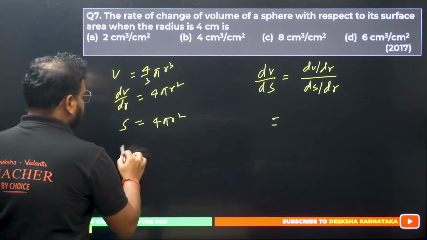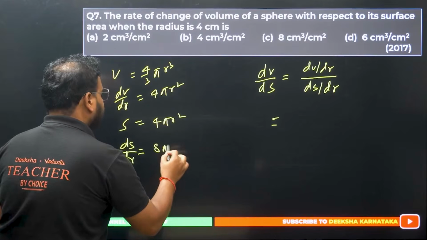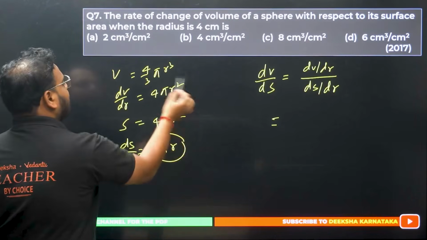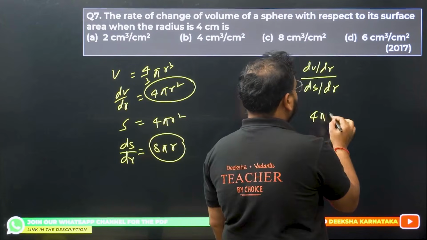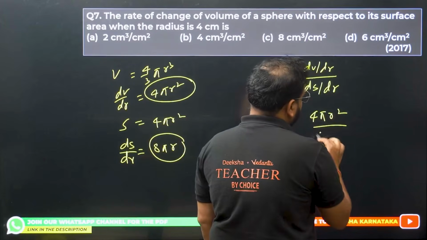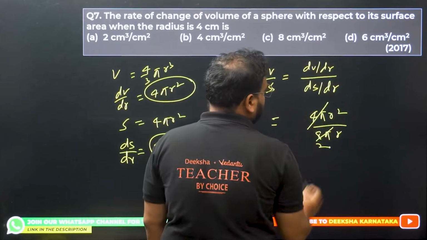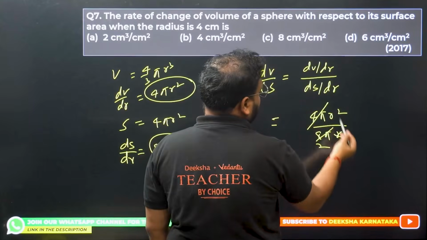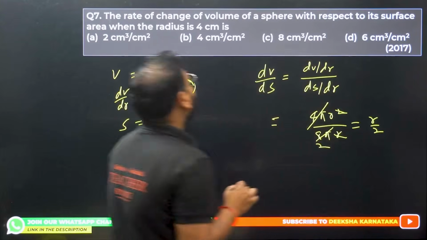Differentiate this, dS by dr. You will have this as 8 pi r. Now use the values that you got over here in this. You get 4 pi r square divided by 8 pi r. 4 times 2 is 8 pi, and r cancels. You have answer as r by 2.